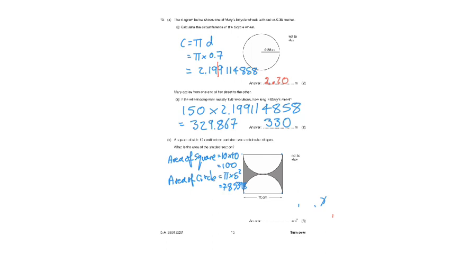Okay, and so we take that away. Shaded equals 100 minus 78.5398, which is 21.4601. We're going to round that to 3 significant figures, so we're going to call that 21.5. There we go.